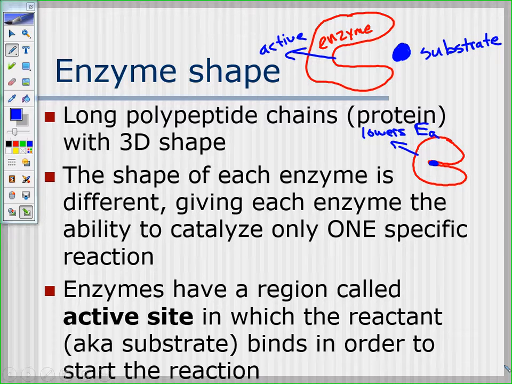The shape of each enzyme is different, giving each enzyme a specific ability to catalyze only one specific reaction. So this is what we talk about, that lock and key. I used to give one half of the room a bunch of locks, the other half of the room a bunch of keys. You have to find the key that opens up a certain lock.